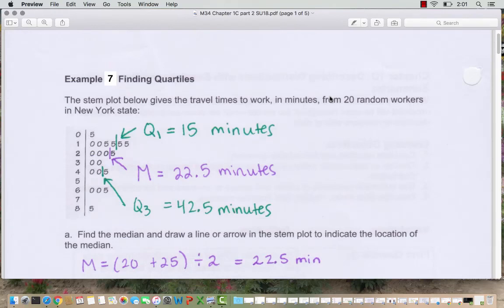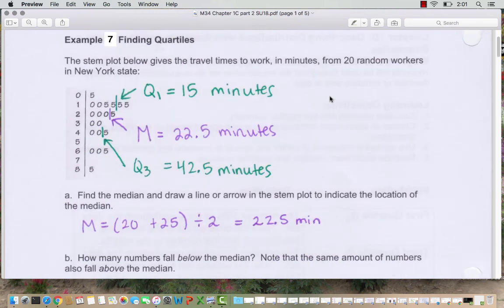Chapter 1C, Part 2. Here in Example 7, we're going to see how to find quartiles when given a stem plot. This stem plot gives travel times to work, measured in minutes, from 20 random workers in New York State. In the stem plot, the stem represents the tens place, and the leaf is the ones place. So for example, the 2 here and the 0 here represents a commuter who had a 20 minute commute time.